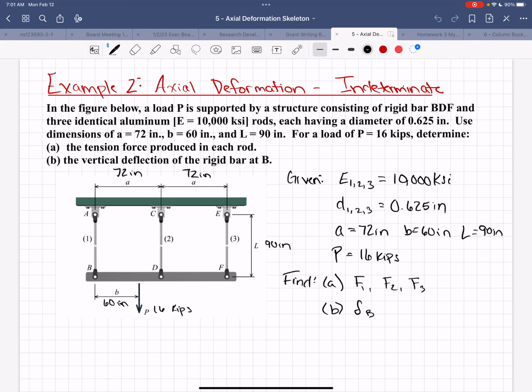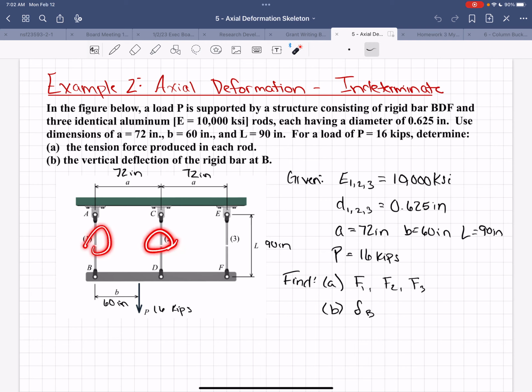Right, so here's an example of axial deformation, which is indeterminate. What we have here is this figure, and we have this load P right here, and it's supported by a structure that has a rigid bar, BDF. Rigid bar is key, that's what we're going to draw a free body diagram of, and 3 identical aluminum rods.